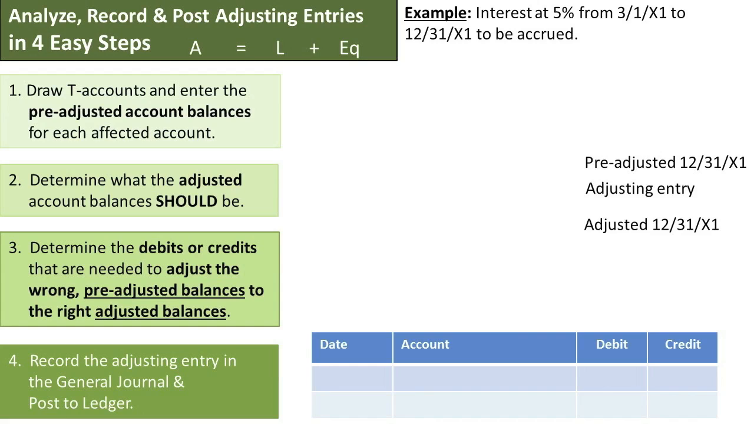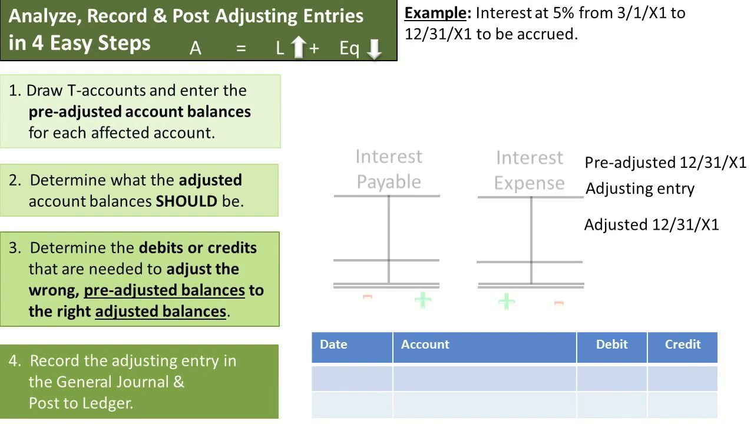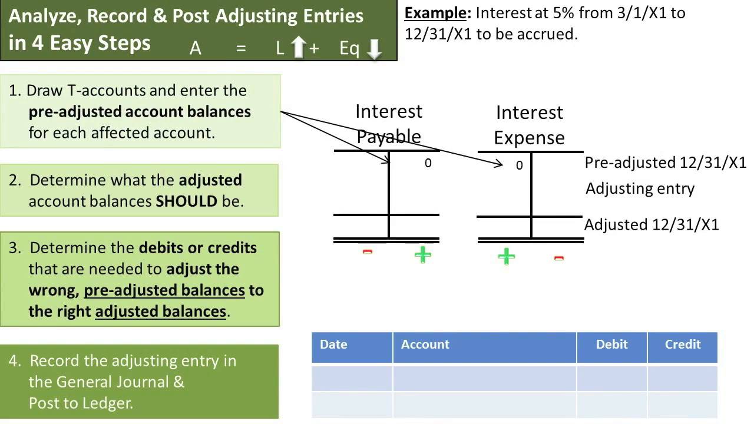Interest at 5% needs to be accrued on the note payable. We had a $160,000 note payable, so we will have to accrue interest on that. Our liabilities will go up because we haven't paid for the interest yet, and since we have more interest expense, we'll have to reduce equity. Our opening balances in these accounts are zero.